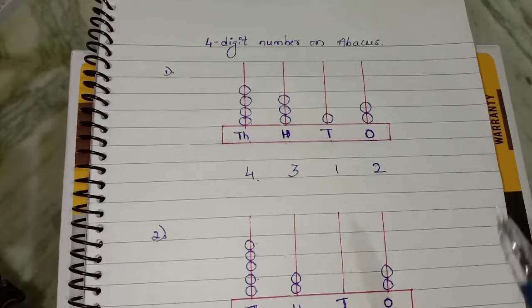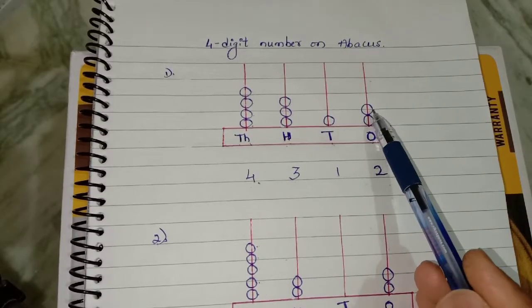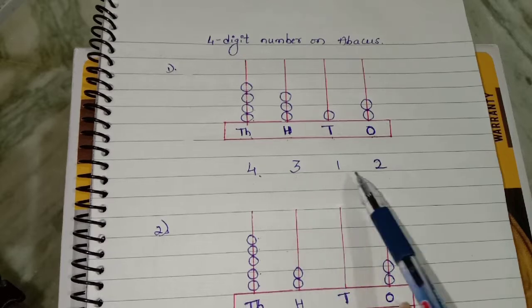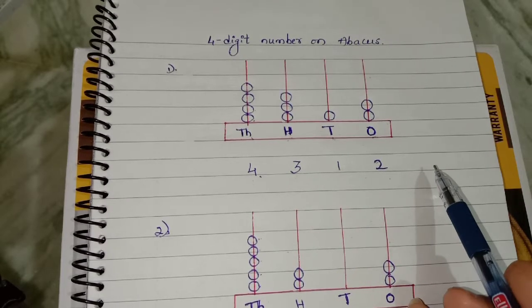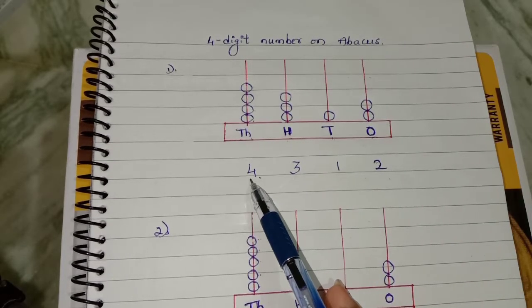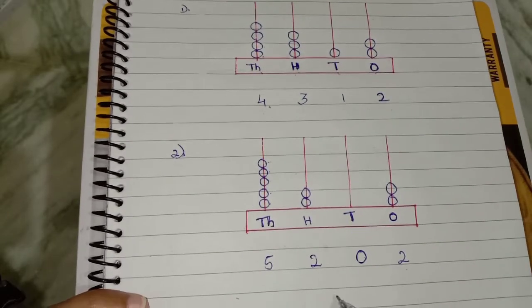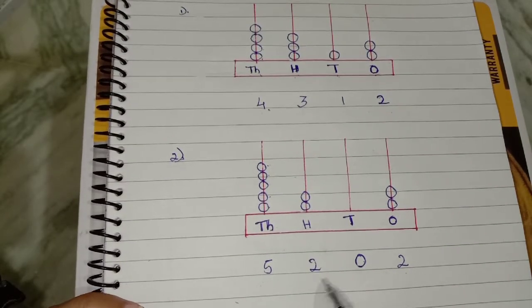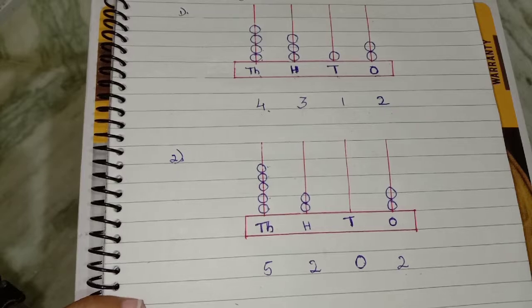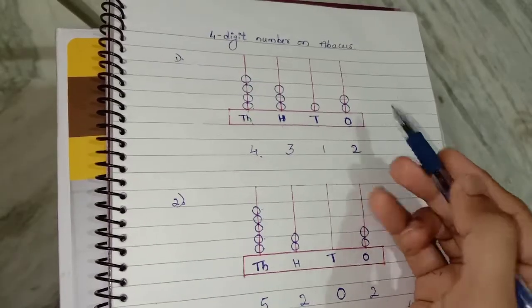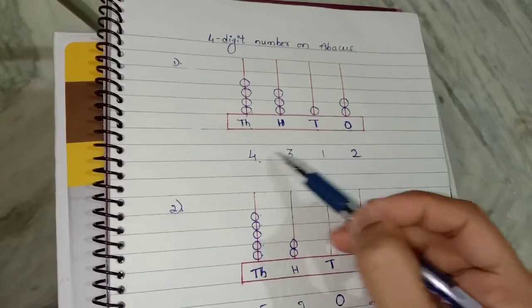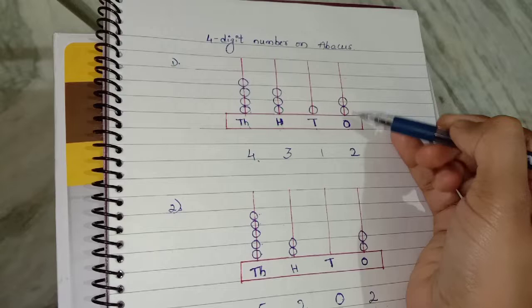Okay. So after counting beads, we write the numbers. Now how to read this number? We read it as 4312. In the second example, 5202. Now we have learned how to read numbers through abacus.